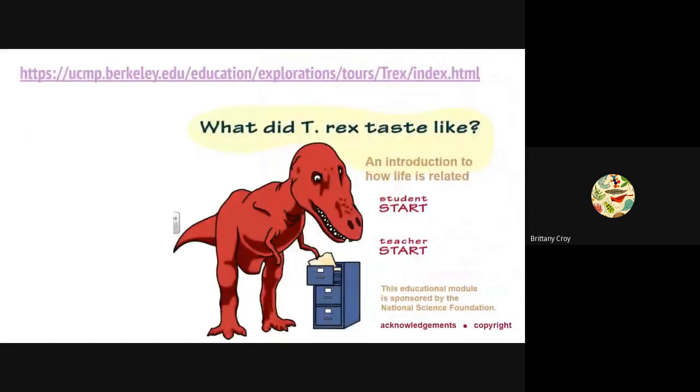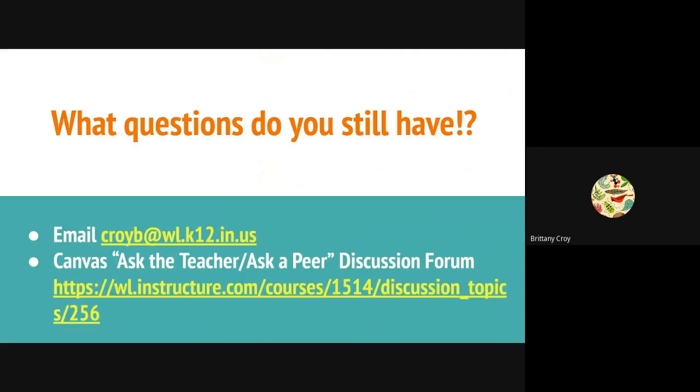So each new generation, each new population was similar with some modifications or some differences. If you're interested in this idea, I want to encourage you to go to this link. It has a whole tutorial on phylogenetic trees and common ancestry. And please let me know what questions you have.